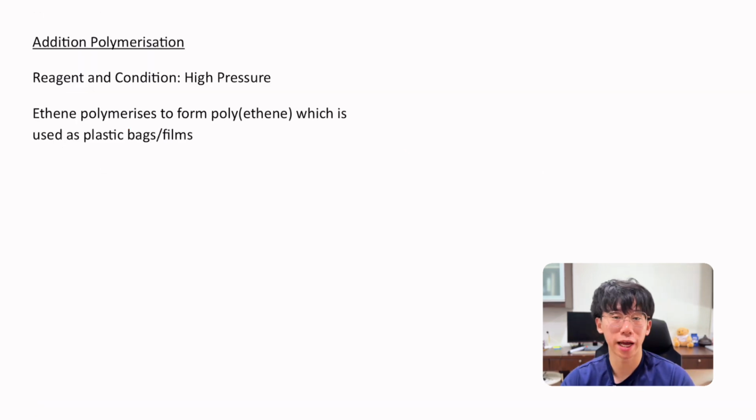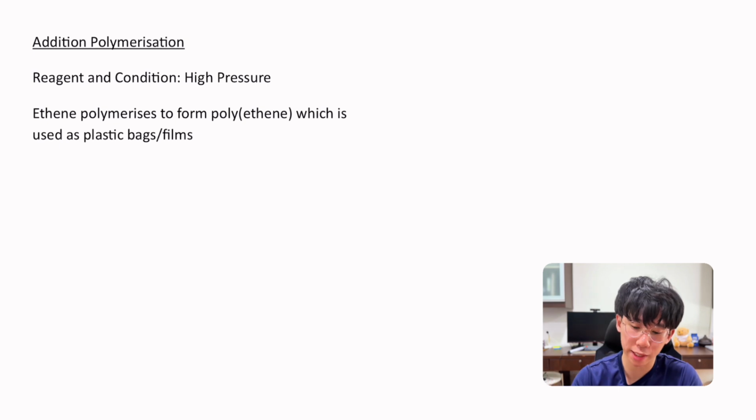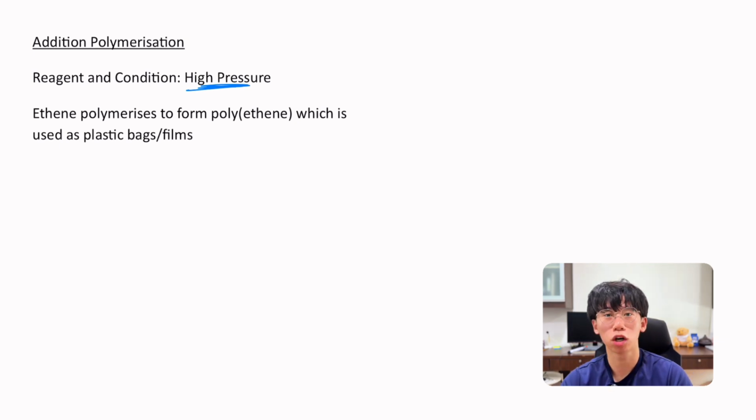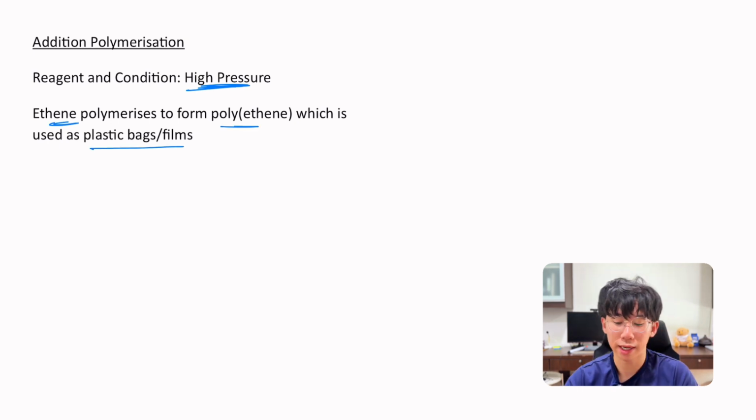Another reaction that alkenes can undergo is addition polymerization. This is also covered under your macromolecules chapter or your polymers chapter. In addition polymerization, you only need high pressure and you can polymerize your alkenes together. For example, ethene can commonly polymerize with itself to form polyethene, which is actually used in plastic bags or films. An example of this reaction drawn is as such.